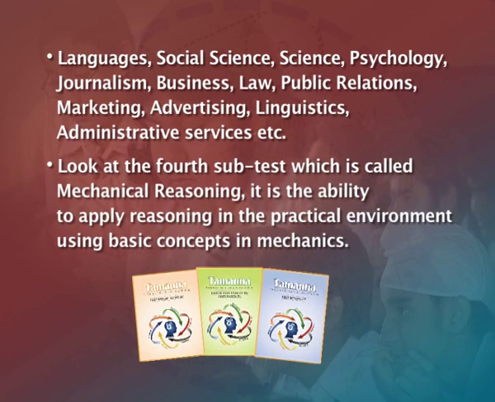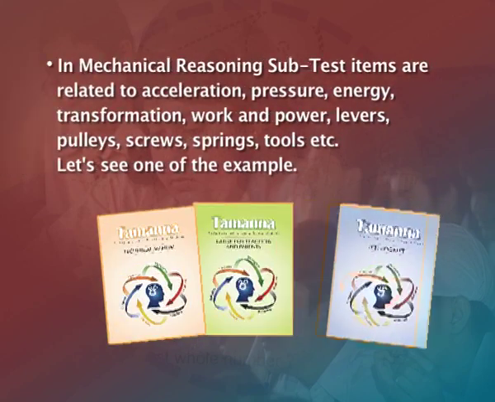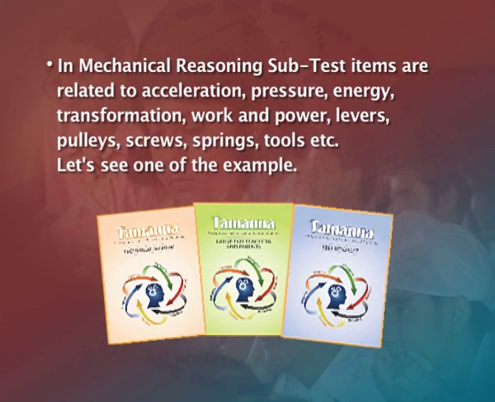Now, look at the fourth subtest, which is called mechanical reasoning. It is the ability to apply reasoning in the practical environment using basic concepts in mechanics. In the mechanical reasoning subtest, items are related to acceleration, pressure, energy transformation, work and power, levers, pulleys, screws, springs, tools, etc.